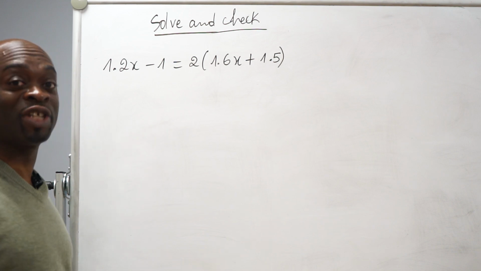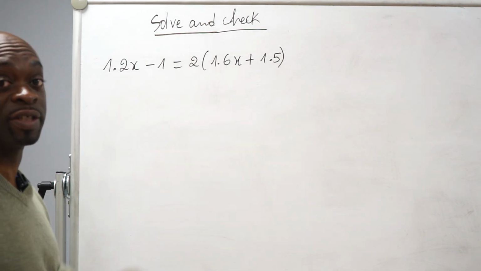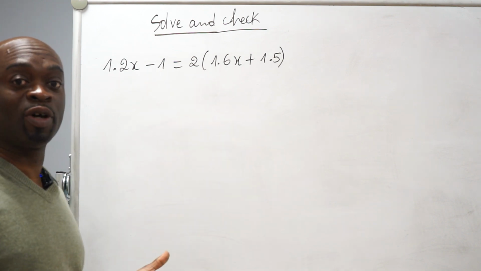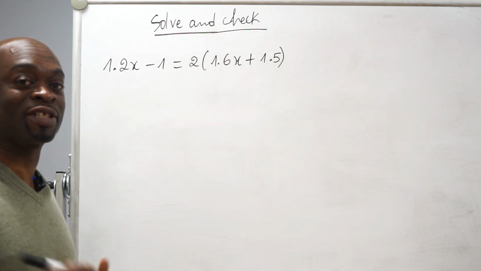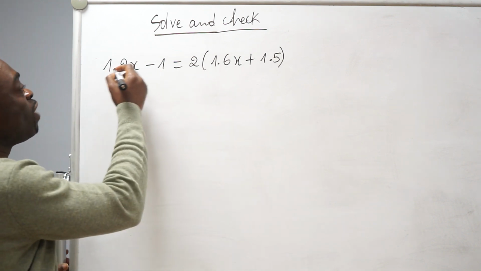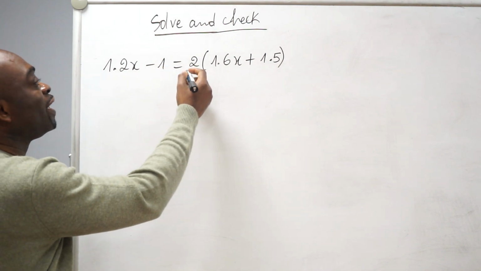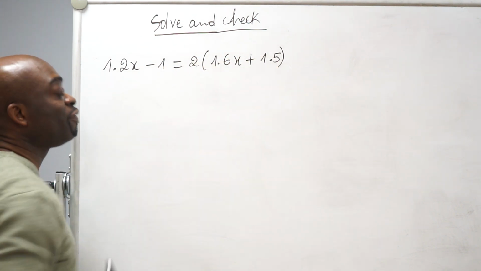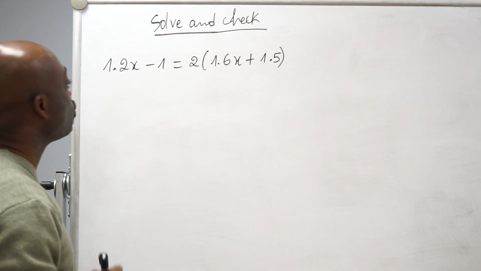Guys, we're still solving and checking with these equations. Now we have decimal numbers in there, which is pretty good. I know you guys love decimal numbers. So it's 1.2x minus 1 equals 2 times (1.6x plus 1.5). All right, so what can we do here?